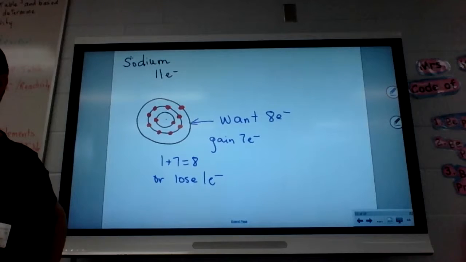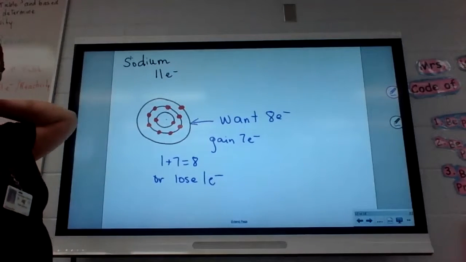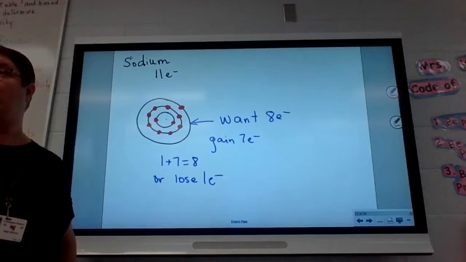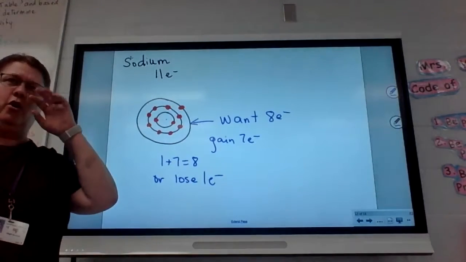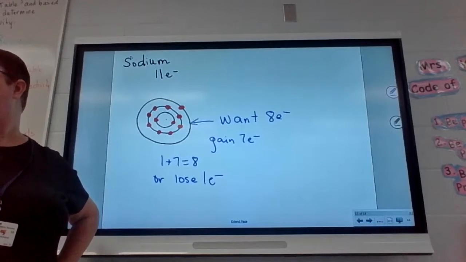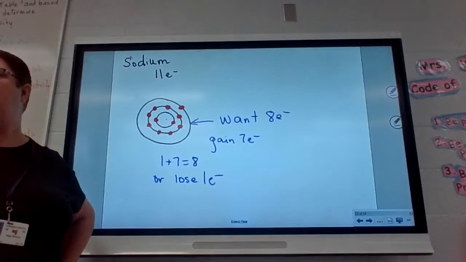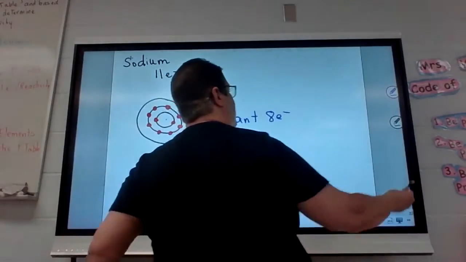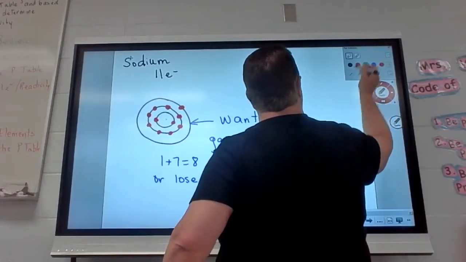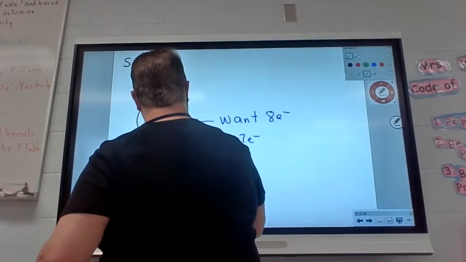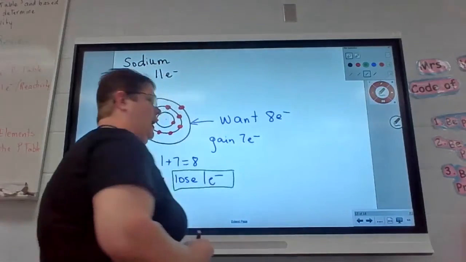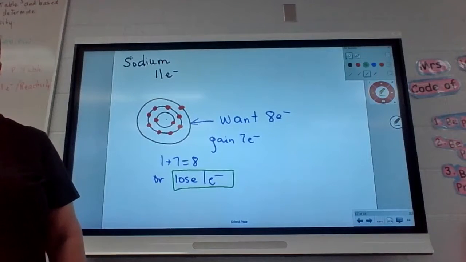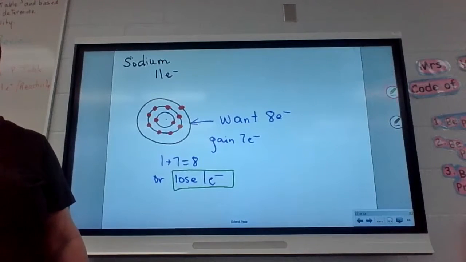It's sort of like if I sent y'all to the courtyard during the second lunch, which is going on right now. If I sent you out there with $1, would it be easier for y'all to gain 7 more dollars or to lose the one I gave you? It'd be much easier to lose the one I give you than to get 7 more out of people, right? No. Not giving away my $1. All right, it's much easier to lose 1 electron than it is to gain 7 more. So group 1 is going to lose 1 electron.